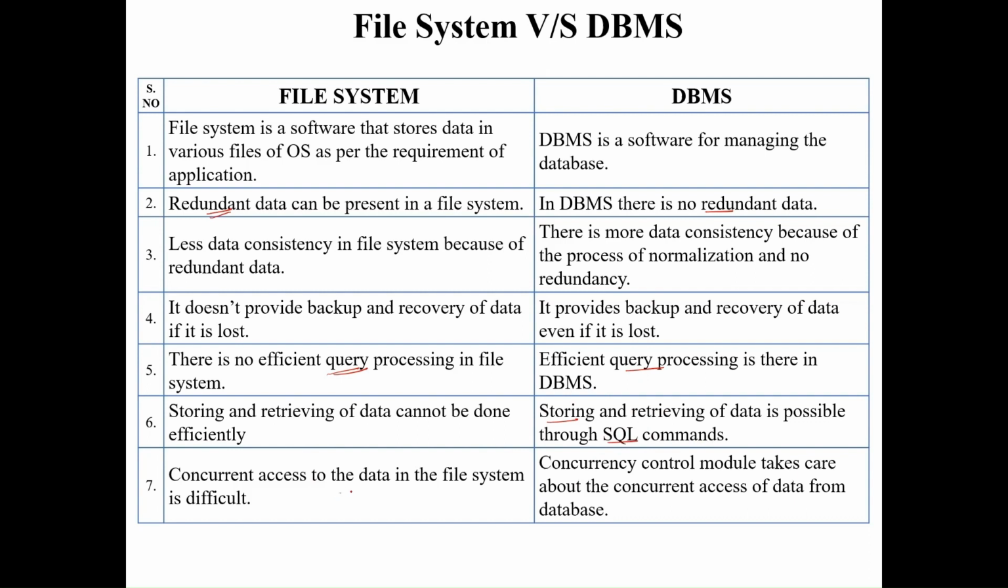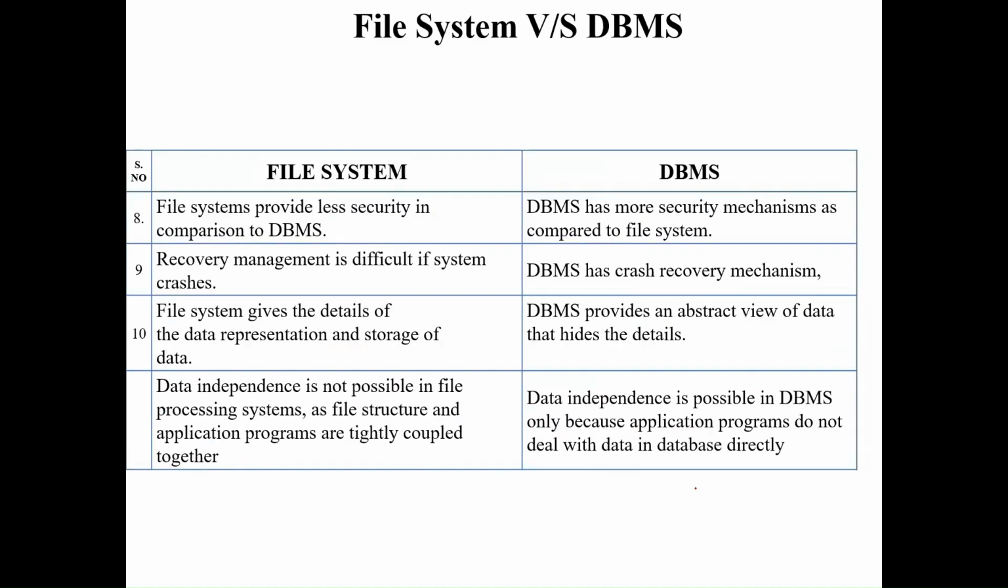Concurrent access of the data in the file system is difficult, but it is easy in DBMS because the concurrency control module provides the facility to access the data simultaneously by different users. Next is the file system and database management system difference, continued. The file system provides less security in comparison to the DBMS, but the security mechanism is already inbuilt in the database management system. Recovery management is difficult if the system crashes. In the database management system, the crash recovery mechanism is inbuilt.